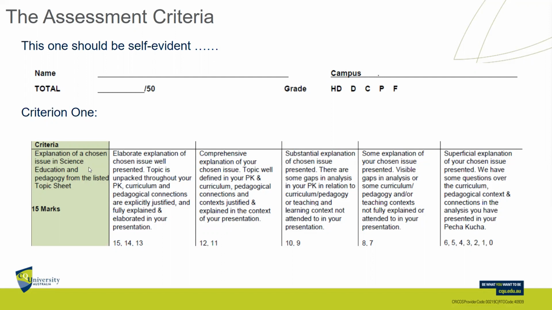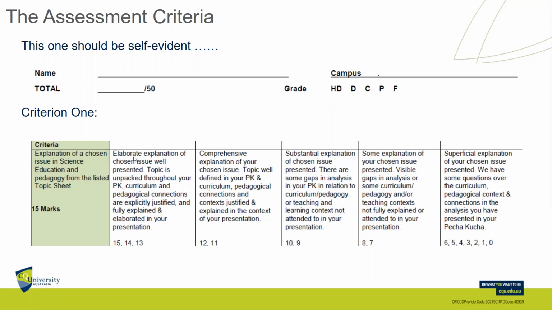You can see explanation of a chosen issue in science education and pedagogy from the listed topic sheet. So you've got to choose your topic and you've got to explain it. Okay? So often in the past, I've seen students simply flash a topic up on their first slide. Here's a great chance to talk about why this topic is of interest and why it's of interest to you and why it's relevant. Okay? So it's a really good chance to do that.